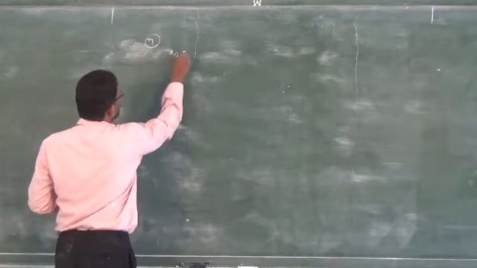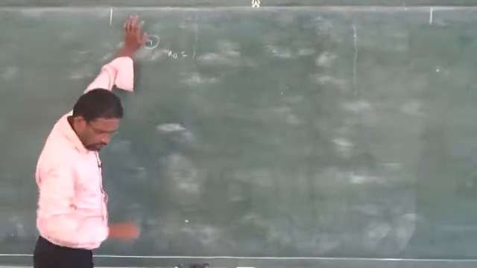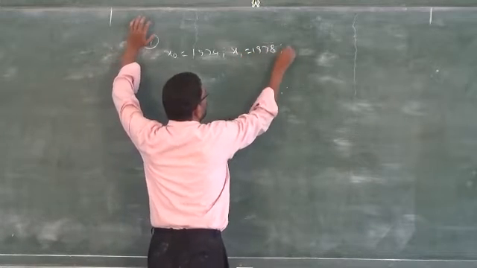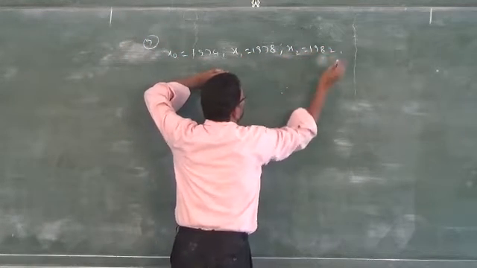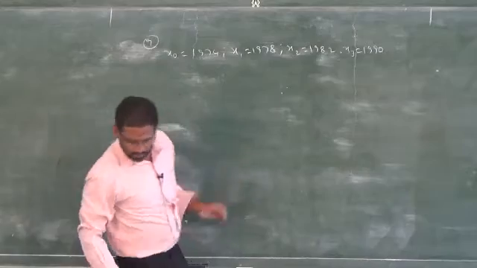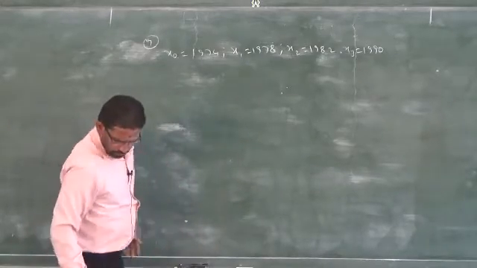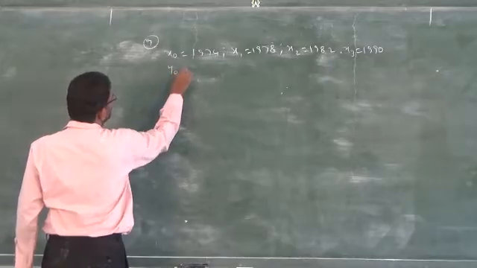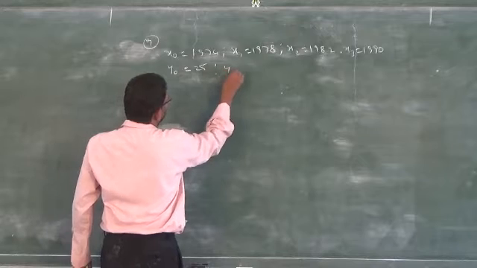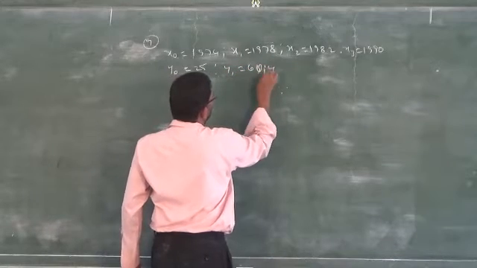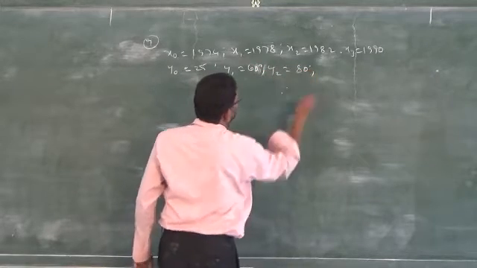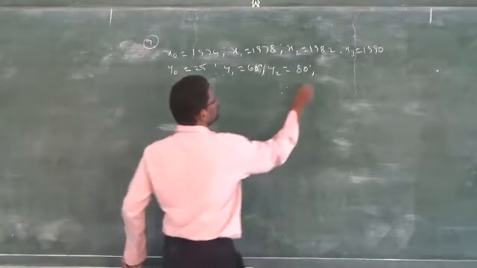So how do you write? You have to write X naught, the first value, X0 is 1974, X1 is 1978, X2 is 1982 and X3 is 1990. So you take the first value X0, X1, X2, X3. Then similarly under Y: Y0 is equal to 25, Y1 is equal to 60, Y2 is equal to 80 and Y3 is equal to 170.